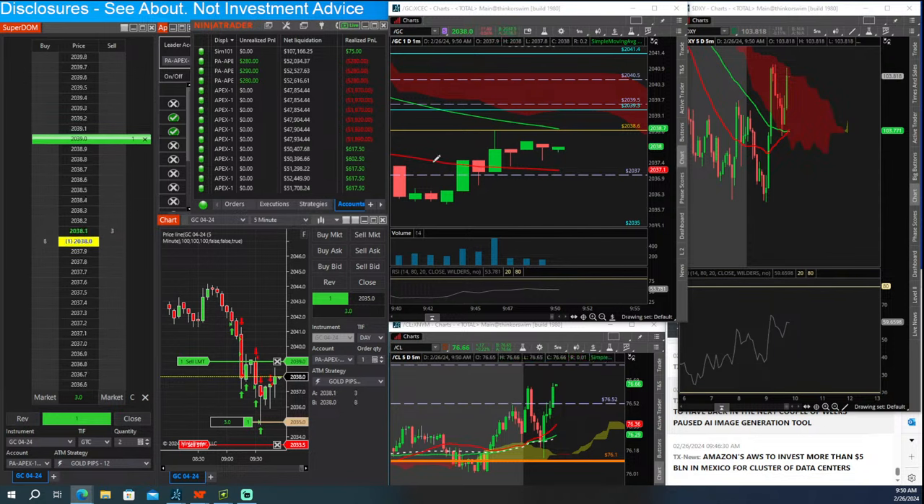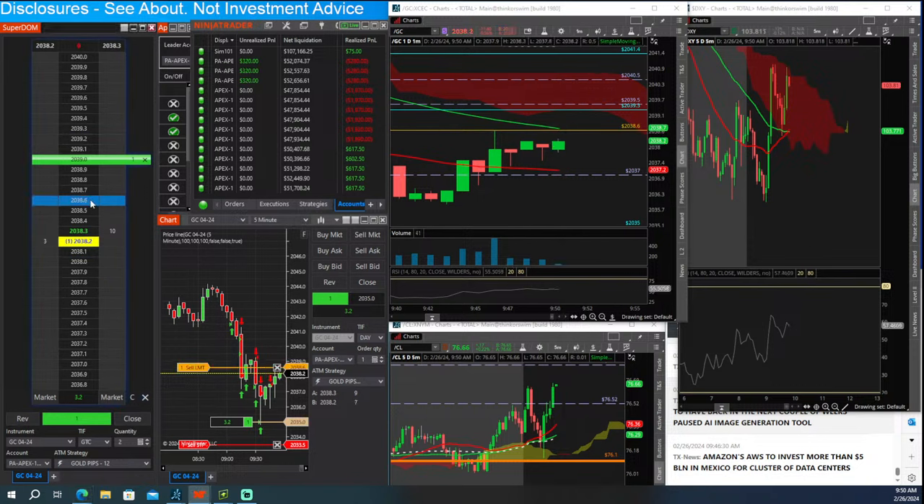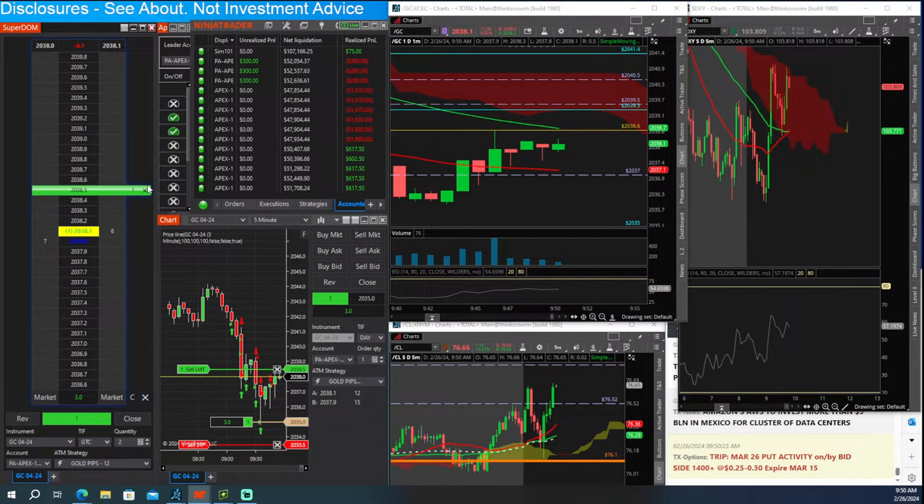All right, this 2836 level right here is going to hit, so I am going to take that trade. Just moved it down to that level right here. Actually, I probably need to go 2835 so we get filled. I expect that to hit.